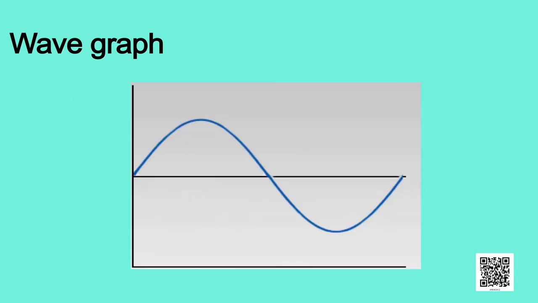Wave graph. Compressions are the regions of high pressure and are represented by the upper portion of the curve. The peak represents the region of maximum compression. Rarefactions are the regions of low pressure and are represented by the valley, that is, the lower portion of the curve. A peak is called the crest and a valley is called the trough of a wave.